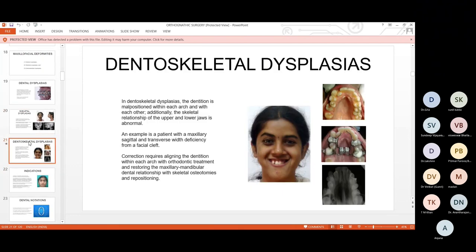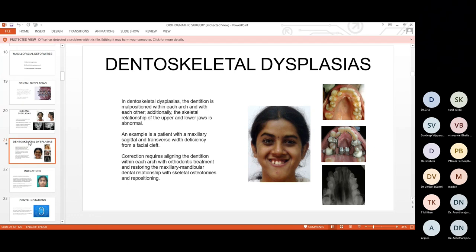Now, dentoskeletal dysplasias are a little different ballgame. Here, the dentition is malpositioned within each arch and with each other. Additionally, the skeletal relationship of the upper and the lower jaws is abnormal. An example is a patient with a maxillary sagittal and transverse width deficiency from a facial cleft. However, correction requires aligning the dentition. Of course, you have to give a great amount of credit for this orthognathic surgery to the Department of Orthodontics. Without their help, you can be nowhere in the management of these types of cases.